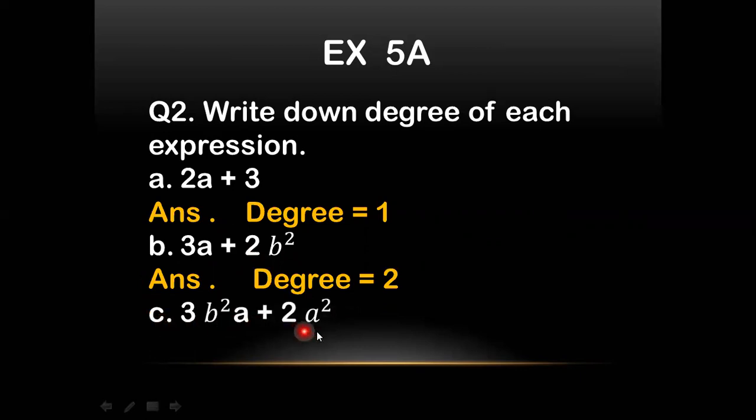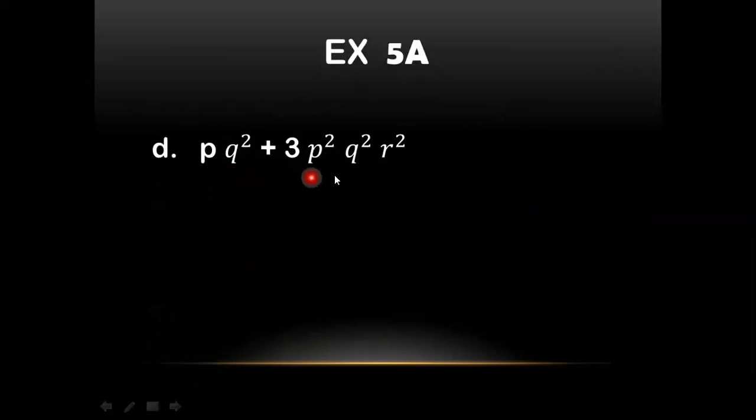Next, 3b^2a plus 2a^2b^2 plus 2 plus 1. When the exponents are added, the degree of this term is 3, and for a^2 the degree is 2. Of these, this is bigger, so the degree of this polynomial is 3. Next part, pq^2 plus 3p^2q^2r^2. Here in pq^2, the sum of the exponents is 3, and here the sum of exponents is 6, 2 plus 2 plus 2, so its degree should be 6.